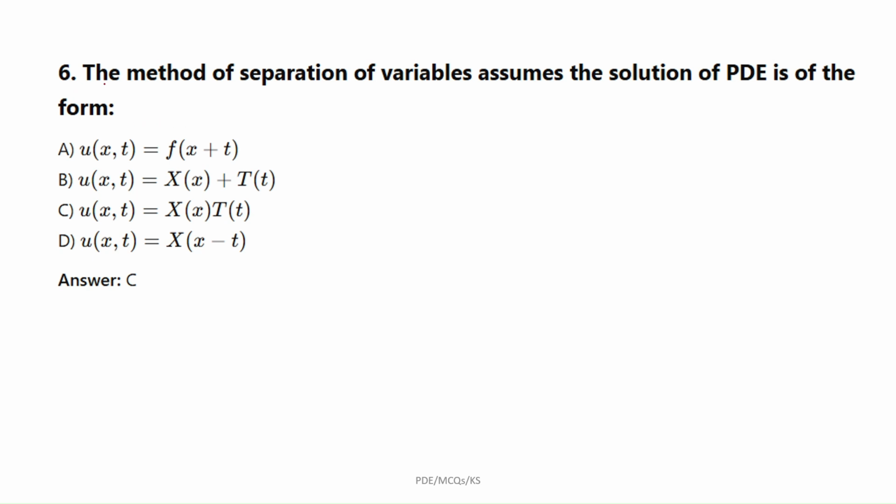Question number 6. The method of separation of variables assumes the solution of PDE is of the form: option A, u(x,t) equal f of x plus t; option B, u(x,t) equal xx plus tt; option C, u(x,t) equal X(x) multiplied by T(t). So this is the correct answer because here we have the product of x and t.